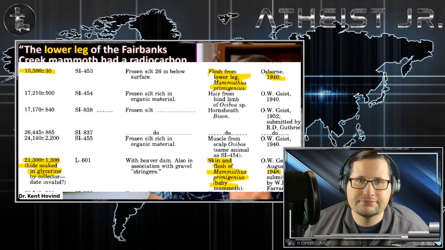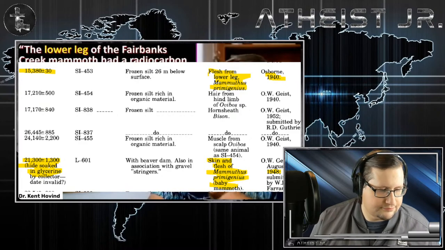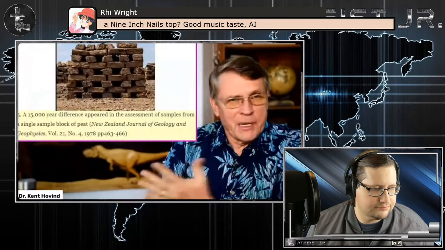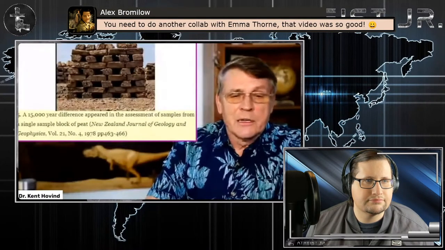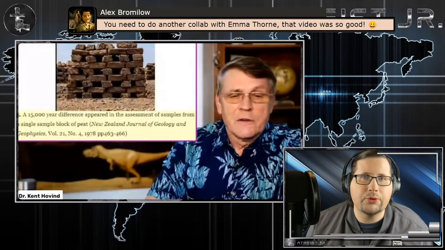Well, that was back in 1949 when they first invented the method. Maybe they got better. Let's see. Did it get any better? 15,000-year difference appeared in assessment of samples from a single block of peat moss. They mine it and dig it for a variety of things, okay? Well, that was 1978.